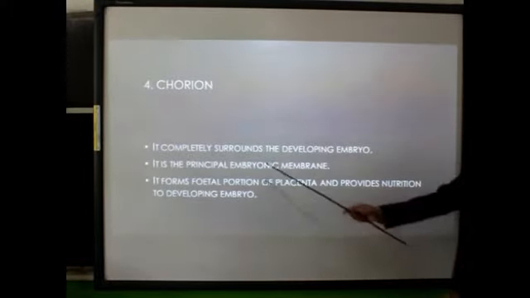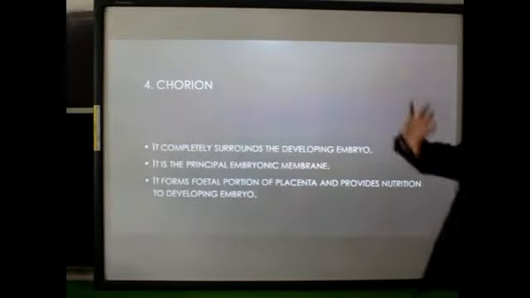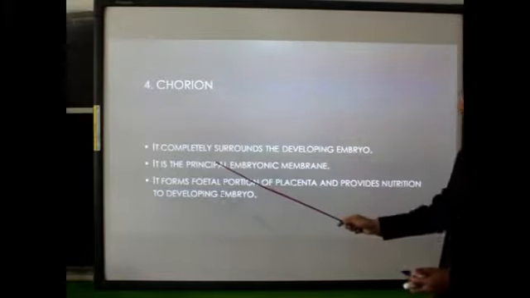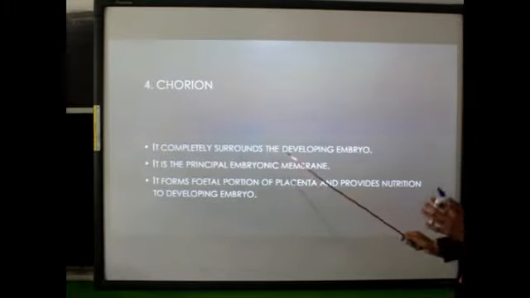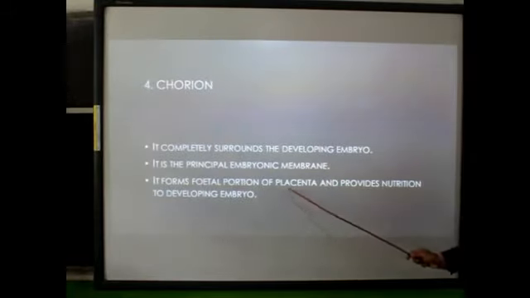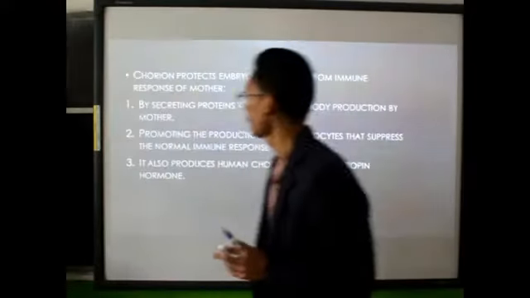Chorion completely surrounds the developing embryo. We have seen structures where the chorion was surrounding the entire developing embryo or the developing fetus. It is the principal embryonic membrane, the most important embryonic membrane. It forms a portion of the placenta and provides nutrition to the developing embryo. Well, let's see the next part.